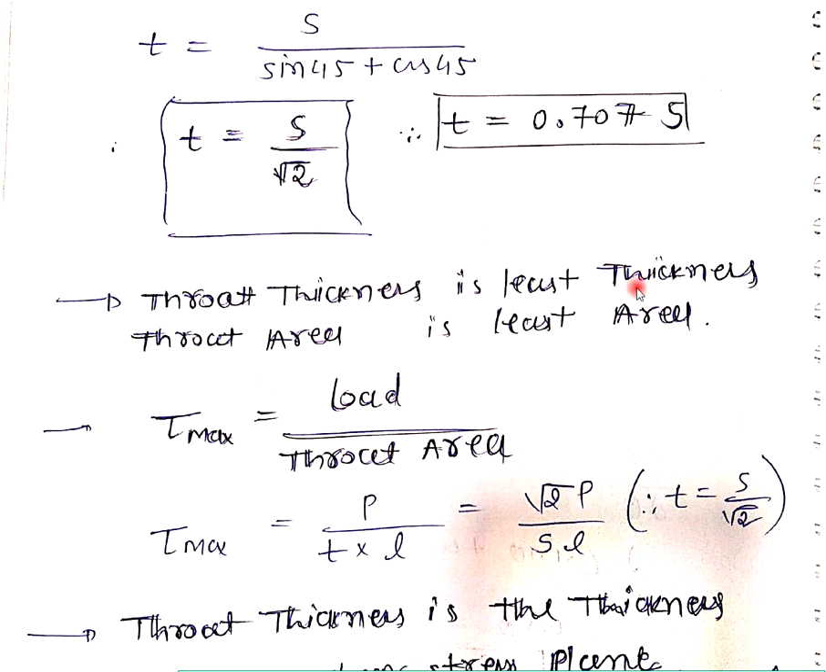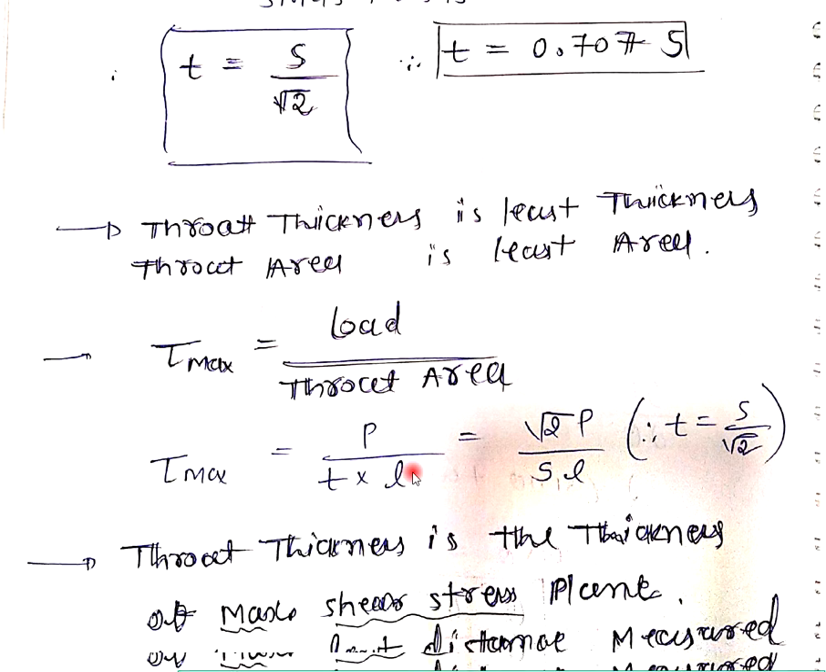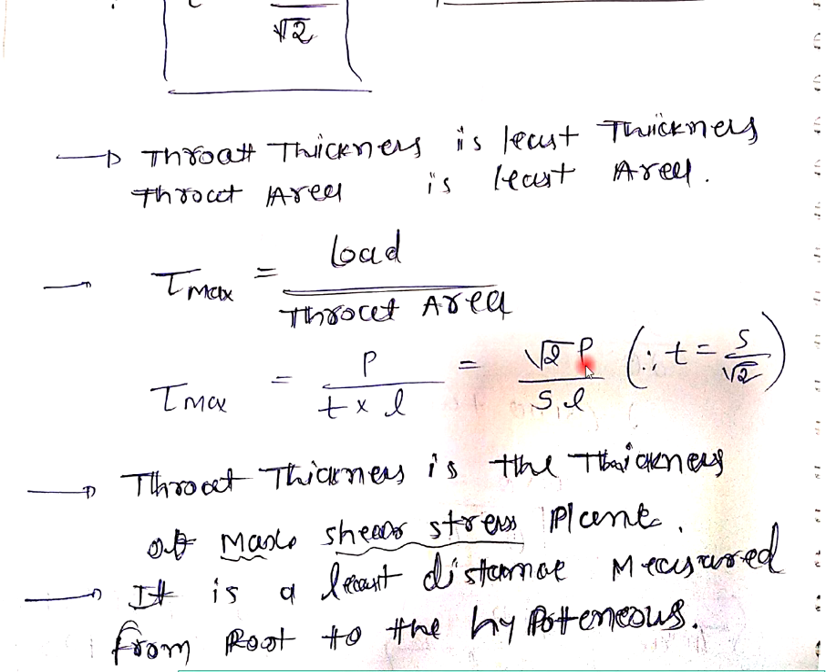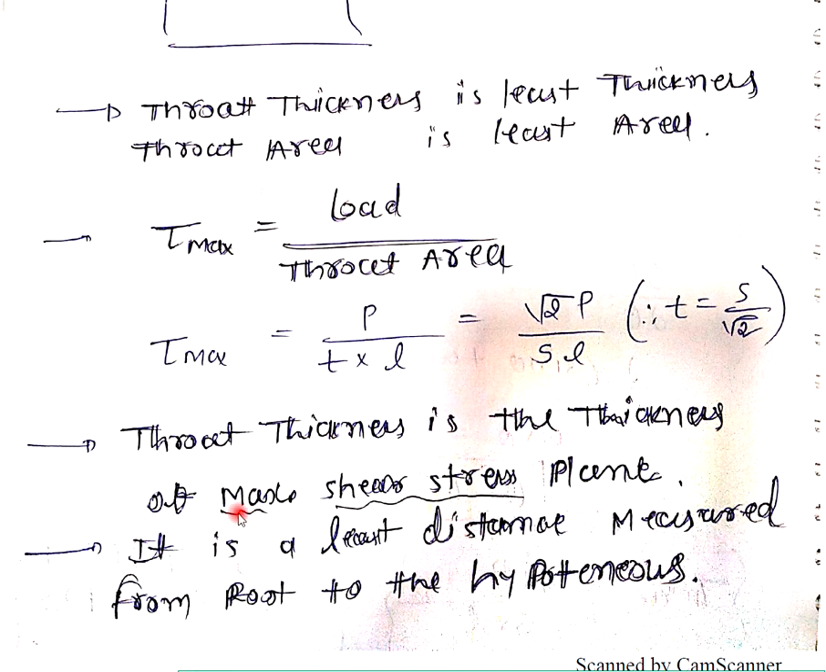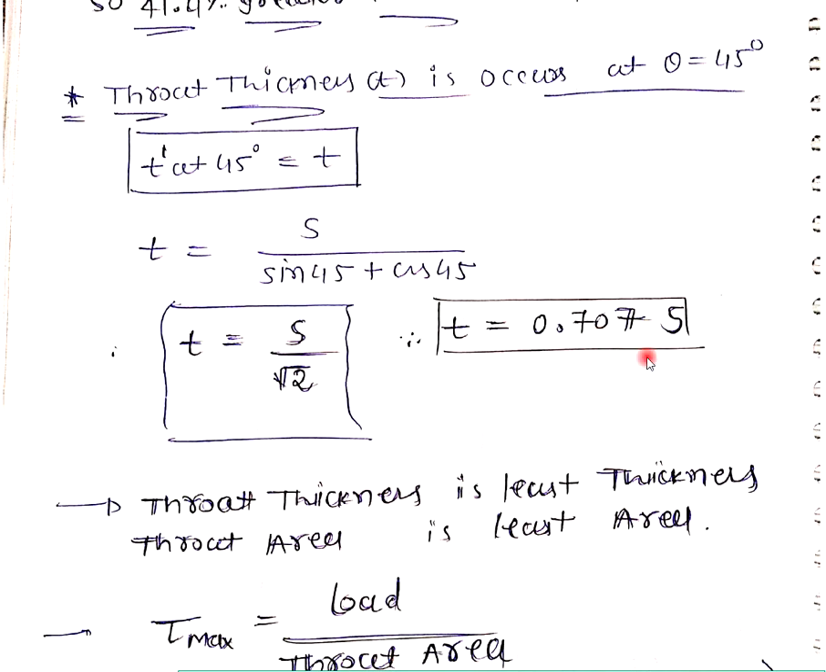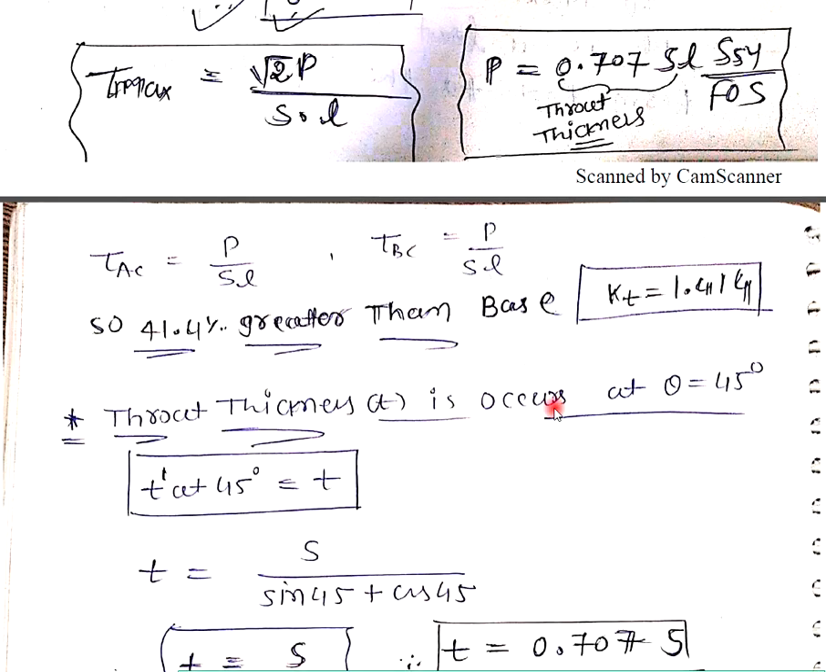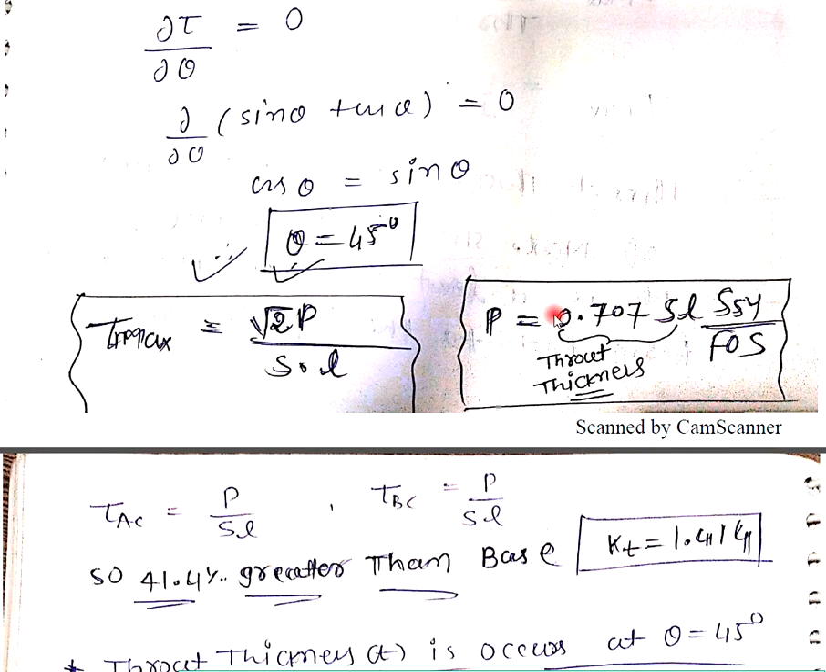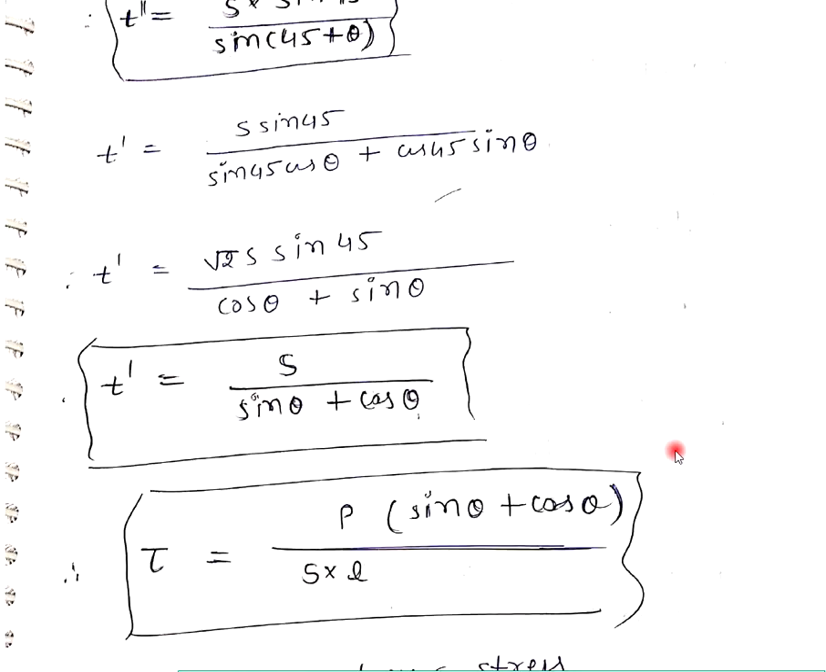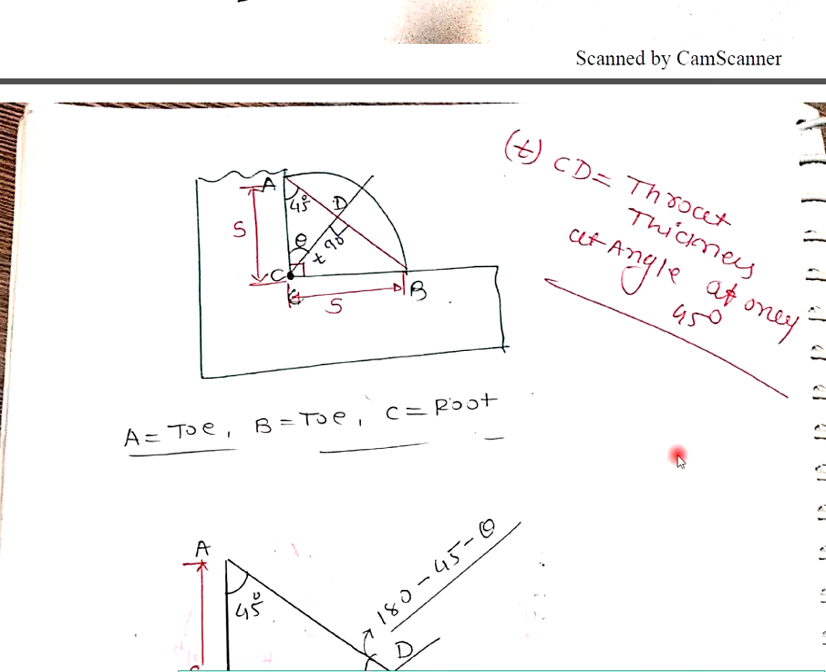So you can say throat thickness is the least thickness and throat area is the least area. So finally tau max is equal to load upon throat area. Okay, so tau max is equal to root 2 P upon SL. We have already known throat thickness is the thickness of the maximum shear stress plane. So where is the maximum shear stress? That thickness, that is your throat thickness. So this is somehow the design of the welded joint. Now in the welded joint, this equation P is equal to 0.707 SL SSY upon FOS is the most important equation. Clear? Okay, so this is about the welded joint.